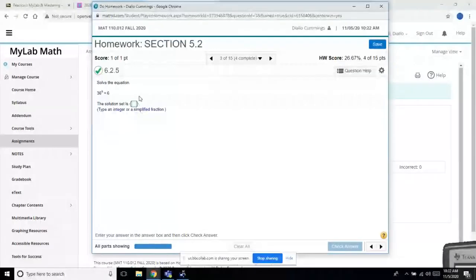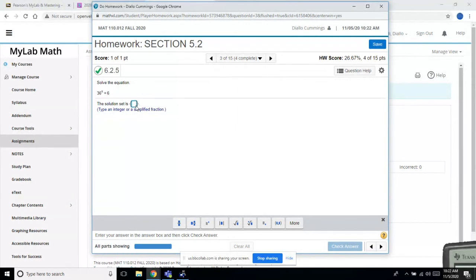So that means if I were to take 36, and I'm going to use this calculator, and raise that to the 1/2 power, notice I get 6. So solving for x, we see that x is equal to 1/2.